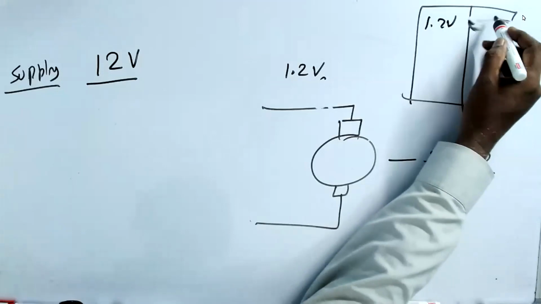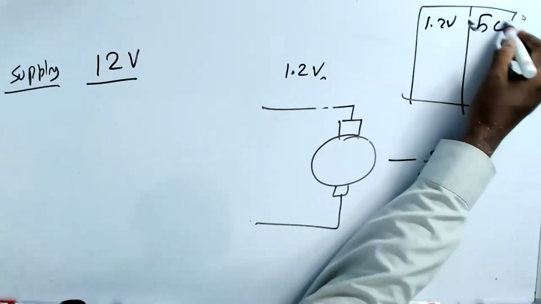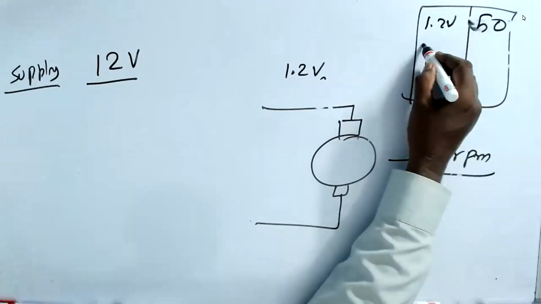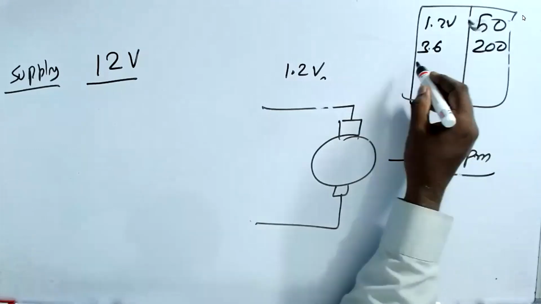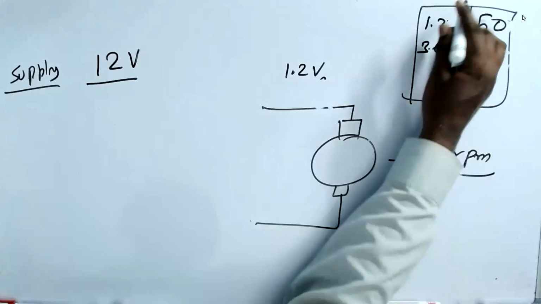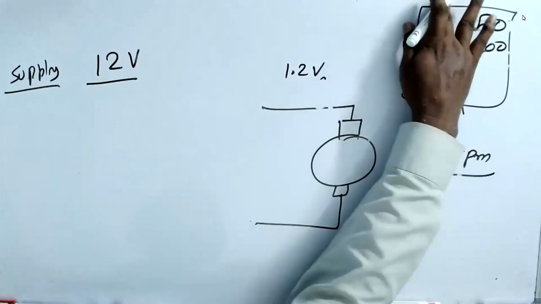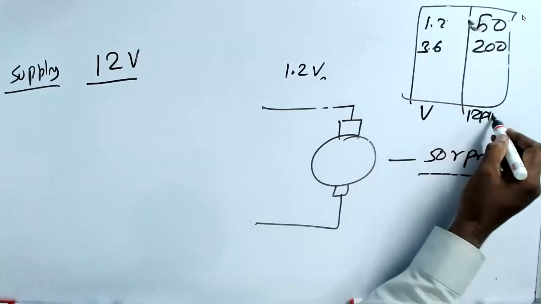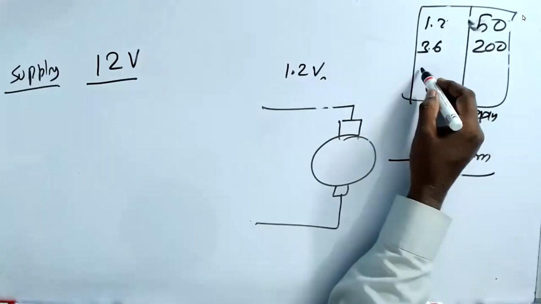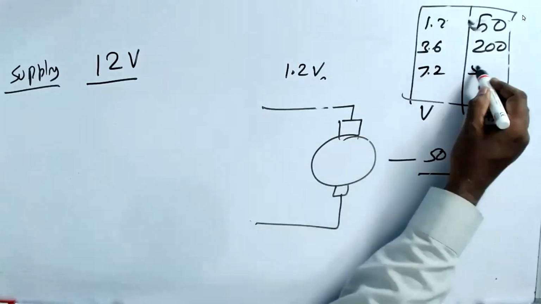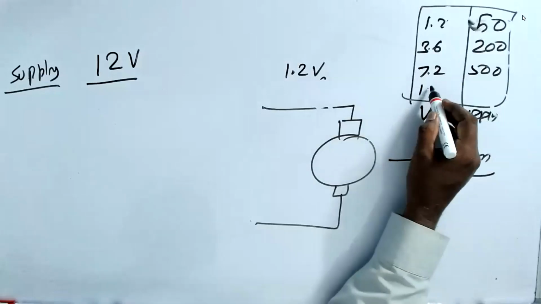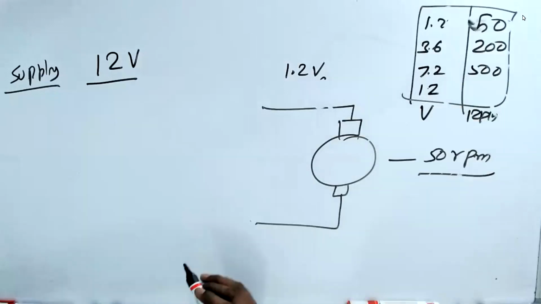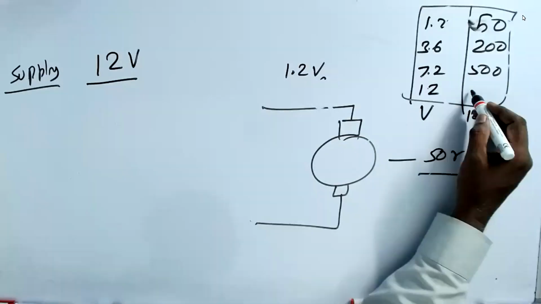If you give 3.6 volts, then it's going to give you 200 RPM. This is voltage, this is RPM. If you give 7.2 volts, it's going to give you 500 RPM. If you give 12 volts, then it is going to give 2000 RPM. I've given you the table.